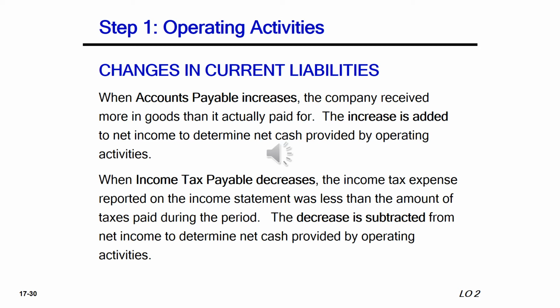And when it comes to income tax payable decreases, the income tax expense reported on the income statement was less than the amount of taxes paid during the period. So the decrease is subtracted from or deducted from net income to determine net cash provided by operating activities. So let's see how these two adjustments are going to reflect in our statement in the following slide.